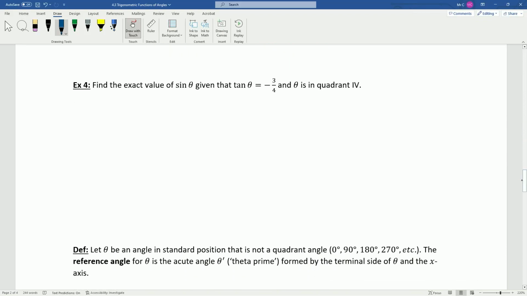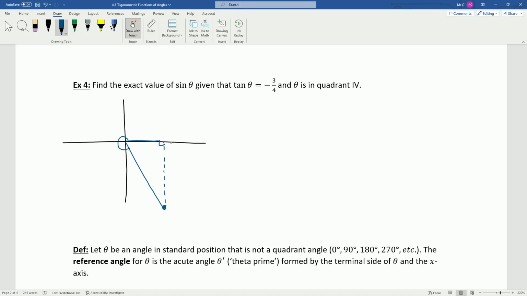Okay, another example. Find the exact value of sine of theta given that tangent of theta is equal to negative 3/4 and theta is in quadrant 4. What we're going to try to do here is figure out what our triangle is, because the whole key to understanding these trigonometric functions is understanding that all of your information is constantly given by the triangles that these things form with the x-axis. So, if I know that theta is in quadrant 4, then the triangle that I get is in quadrant 4. So I form my triangle.